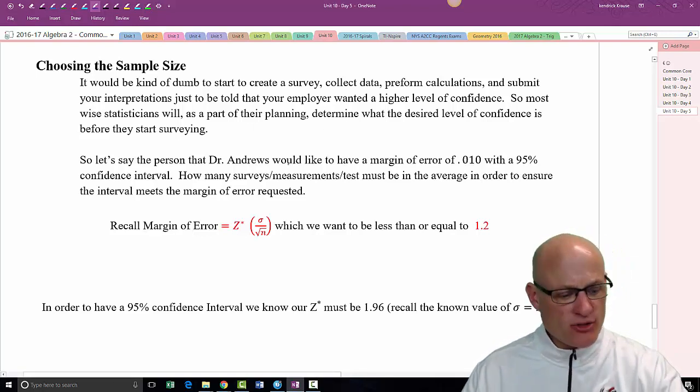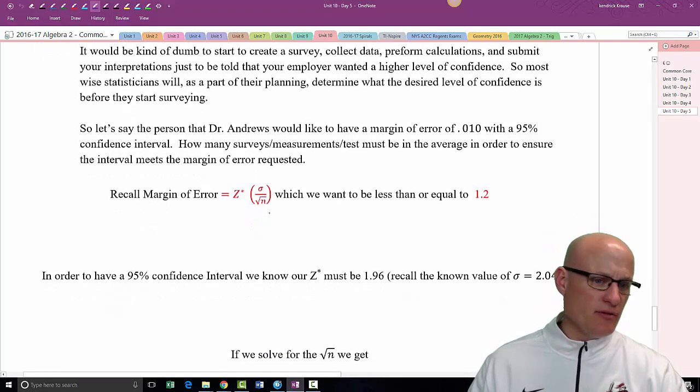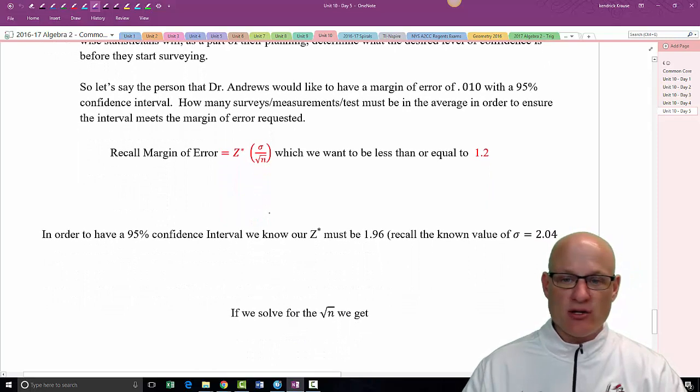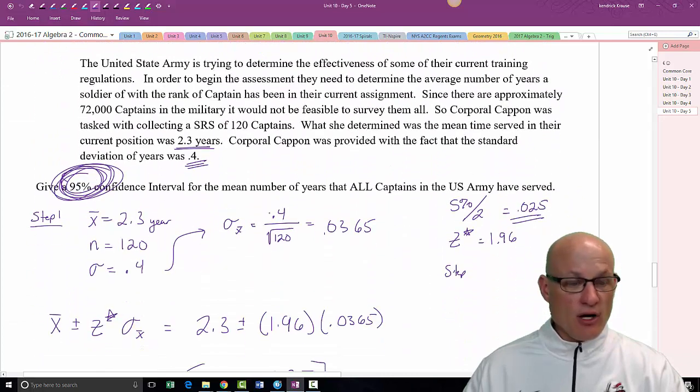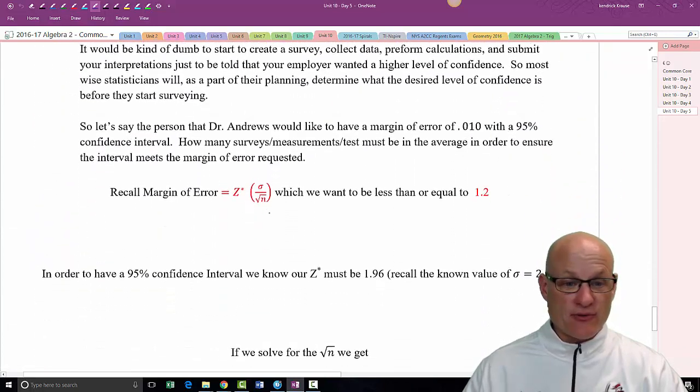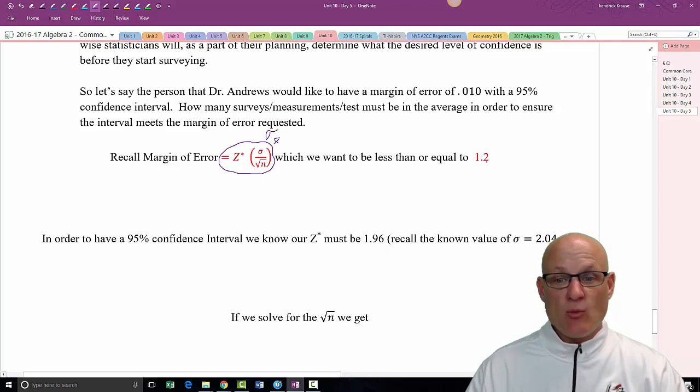So recall that the margin of error is equal to, did we talk about this? I think I talked about this a little bit. I might have missed it. Okay, I think it's going to be for the first time. The margin of error is defined as this value right here. It is z star times the sample standard deviation, and we want this to be less than or equal to 1.2.